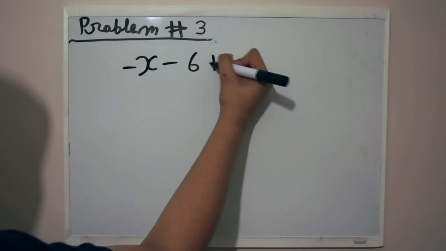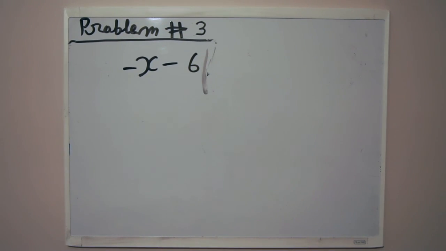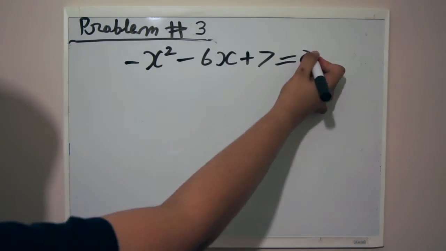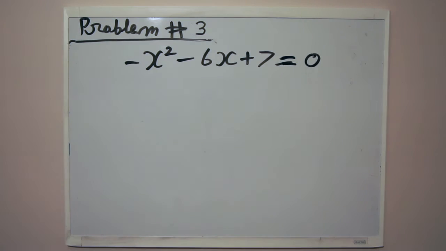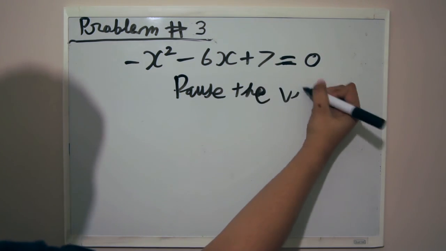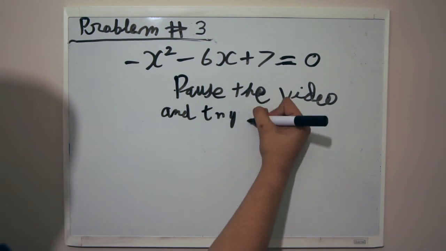Now for problem 3, I'm going to get you to solve it yourself, and we're going to have a negative value in x, and you're going to use the previous information to solve this one. So our question is going to be minus x squared minus 6x plus 7 is equal to 0. Pause the video and then you can see the solution after you've solved it.